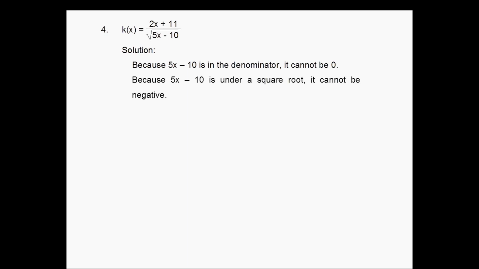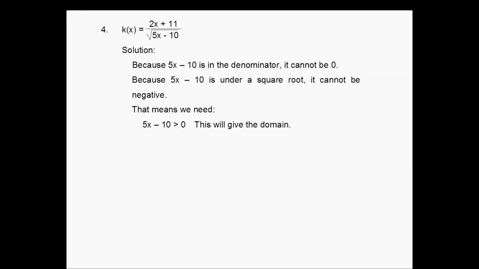Number 4. I have k of x is 2x plus 11 over the square root of 5x minus 10. Again, we don't worry about the numerator. There aren't any restrictions on it. But I have a radical in the denominator now. So because 5x minus 10 is in the denominator, it cannot be 0. Remember, you still can't have 0 in the denominator. Because 5x minus 10 is under square root, it cannot be negative. So it can't be 0, can't be negative. That means it's strictly positive. That means it's greater than 0.